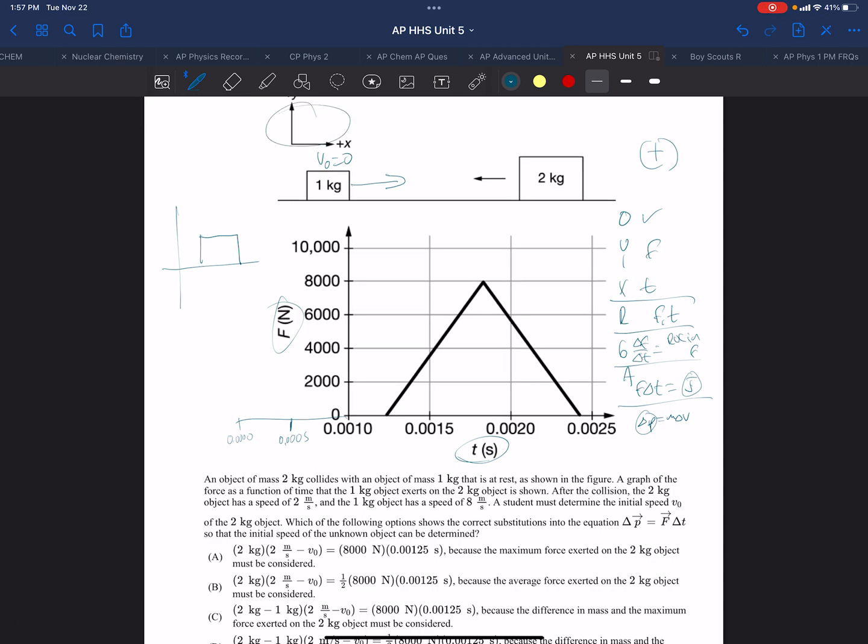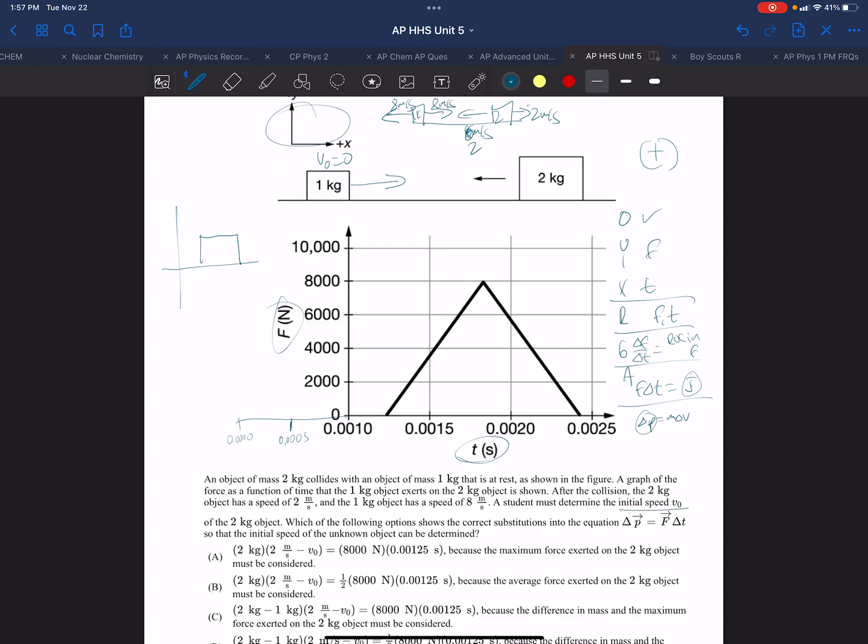After the collision, the 2 kilogram object has a speed of 2 meters per second, and the 1 kilogram object has a speed of 8 meters per second. I did that incorrectly. The 2 kilogram object has 2 meters per second, so it's either 2 meters per second this way or 2 meters per second that way. And the 1 kilogram object is 8 meters per second, either to the right or to the left.